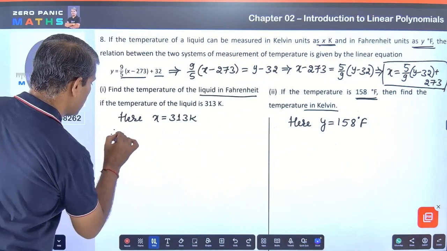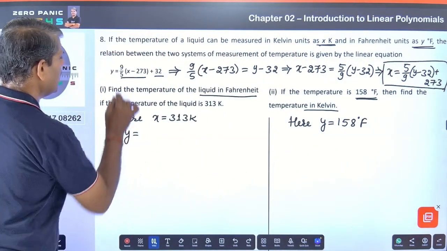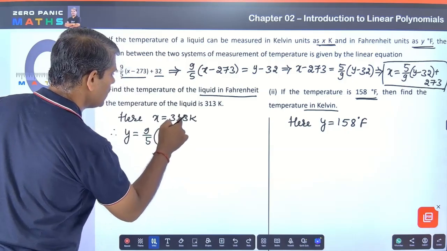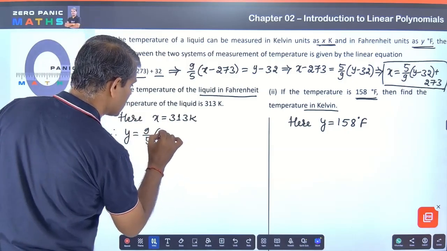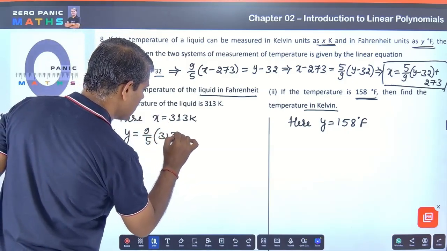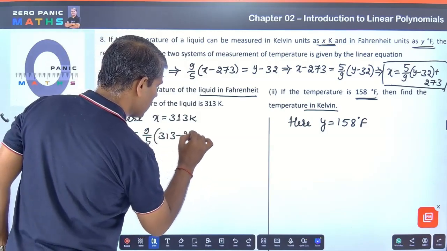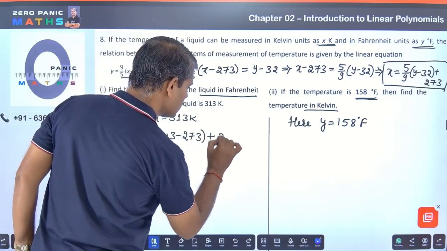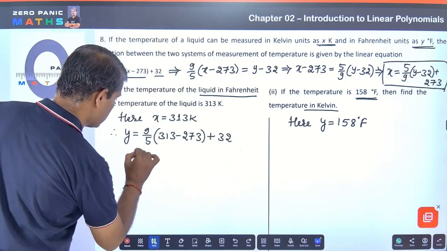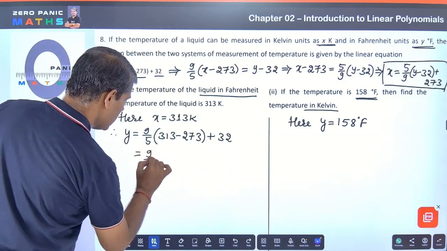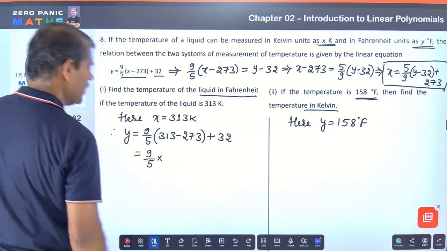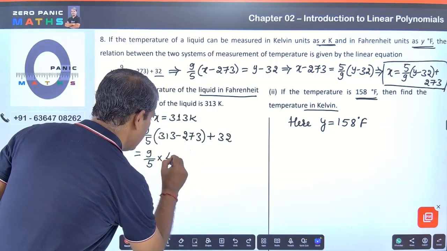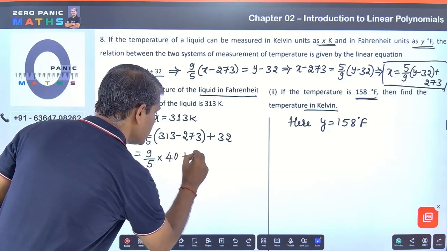Okay, so therefore y is equal to, let us substitute 9 by 5 here. I'm substituting 313 in place of x. So it is 313 minus 273, right, plus 32. Now what is the value next? It is 9 by 5 multiplied by the bracket value. It is 40 plus 32.